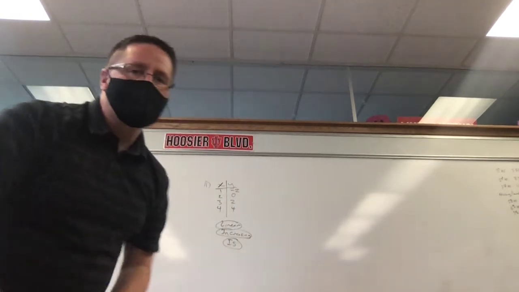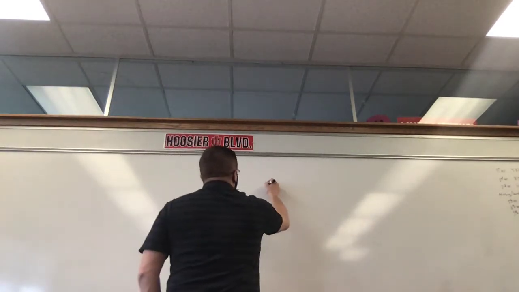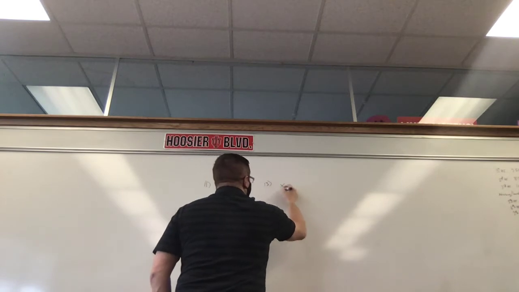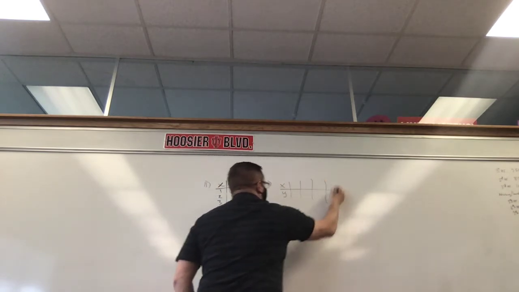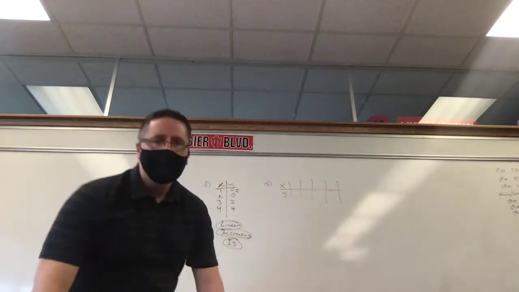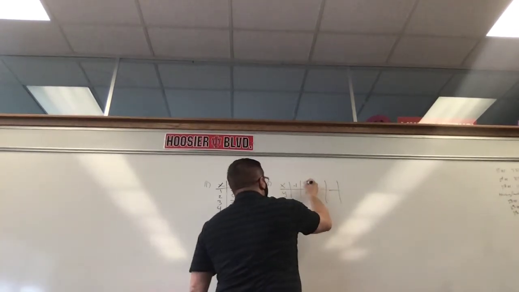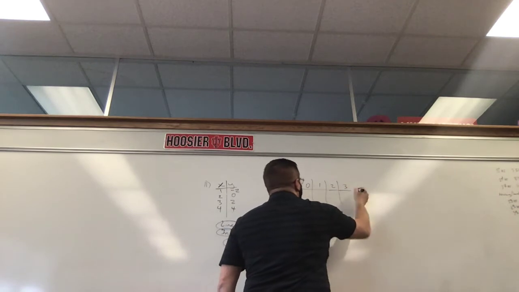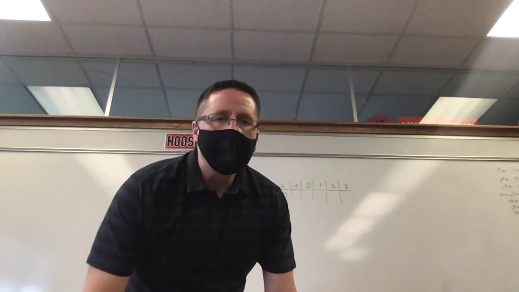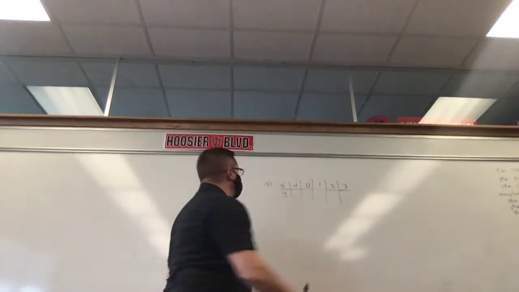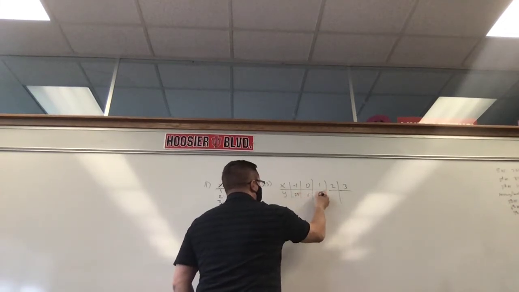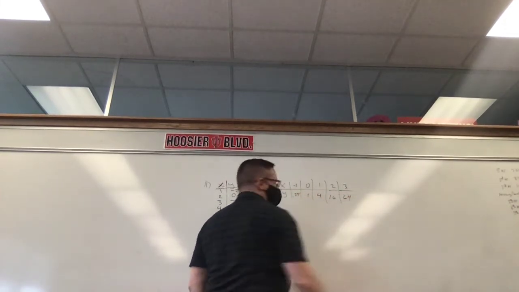All right, let's look at number 13. Number 13 looks like this. Now they have your data, but it's horizontally instead of vertically. Still do it the same way, though. The x values are -1, 0, 1, 2, 3, and the y values go 0.25, 1, 4, 16, 64.